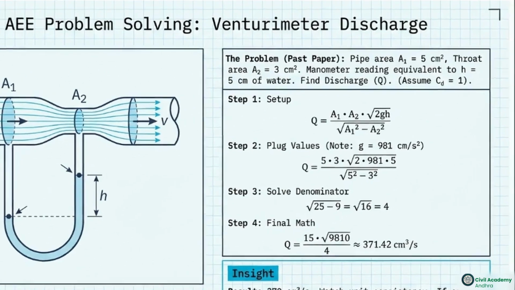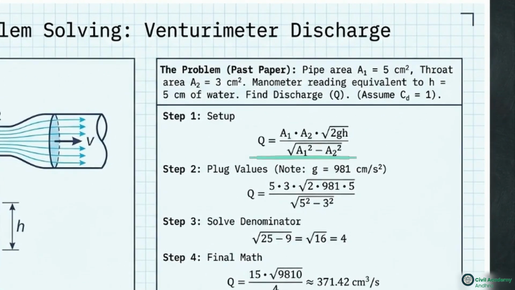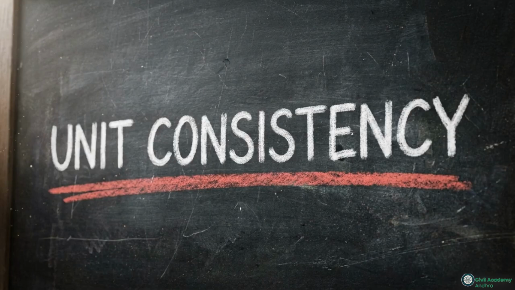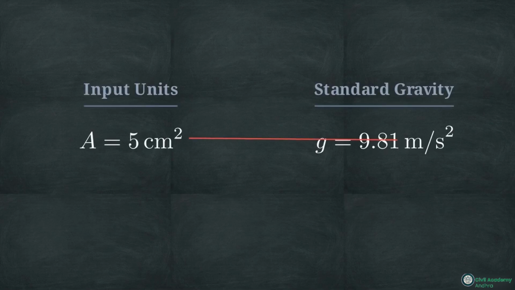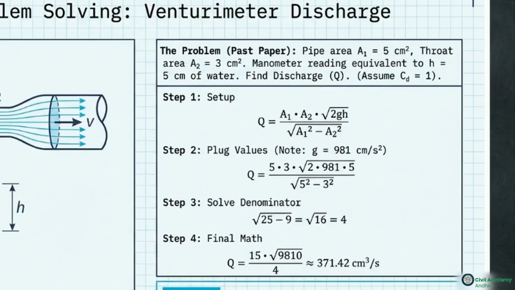Step 1 sets up the standard Venturi discharge formula to process these variables. The primary failure point in this setup is a lack of unit consistency across the entire equation. Specifically, if the area inputs are provided in square centimeters, the gravity constant cannot be the standard 9.81 meters per second squared. As noted in Step 2, gravity must be converted to CGS units, utilizing 981 centimeters per second squared to match the area inputs.